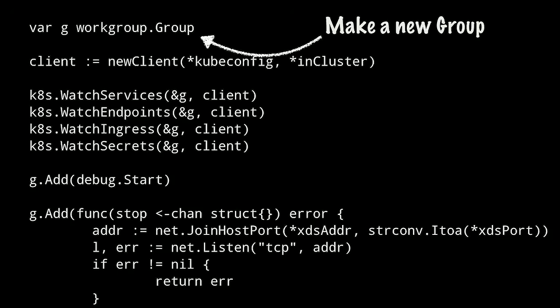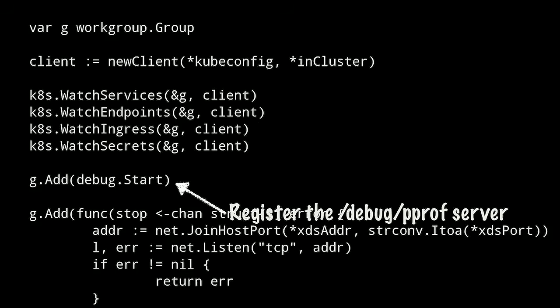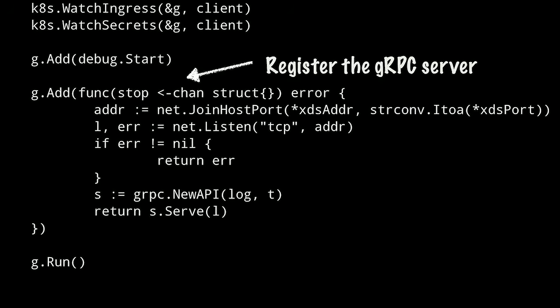So at the top, we just make a new group. This is actual code from the main function of Contour, just slightly edited. We pass that group to a helper, which is going to register the watcher for the service, the endpoint, the ingress, and so on and so on with the group. So each of those functions is going to be registered. We add one for our debug pprof server, and we add one for our gRPC server.